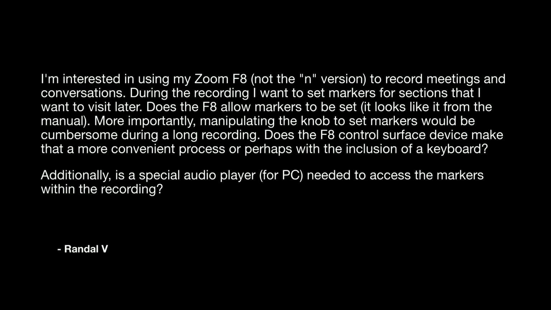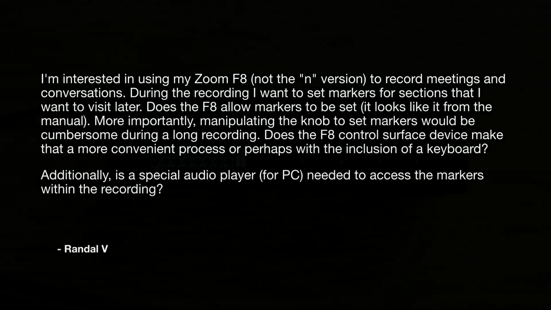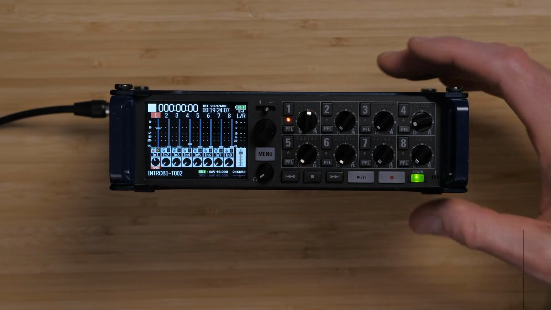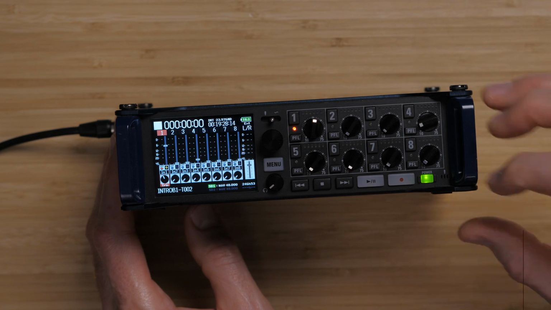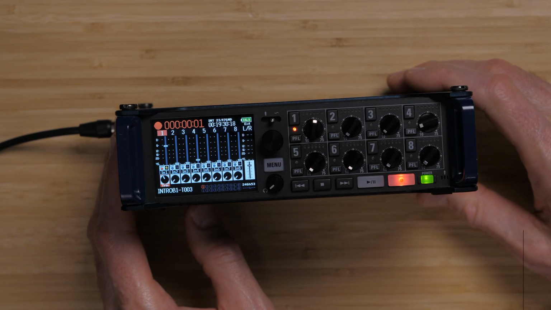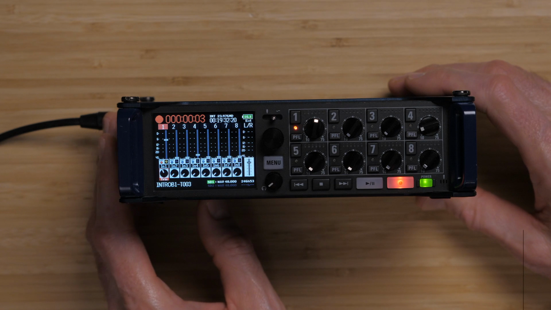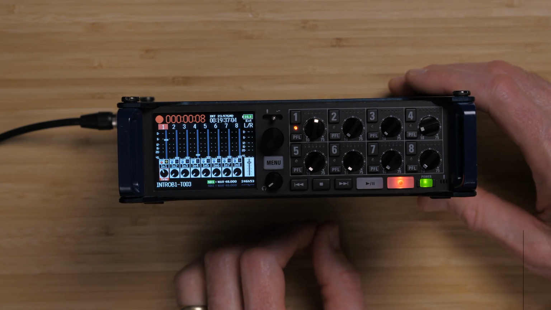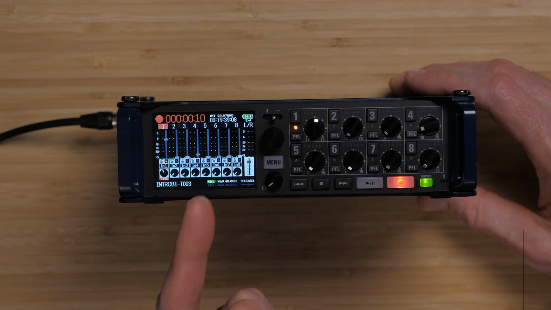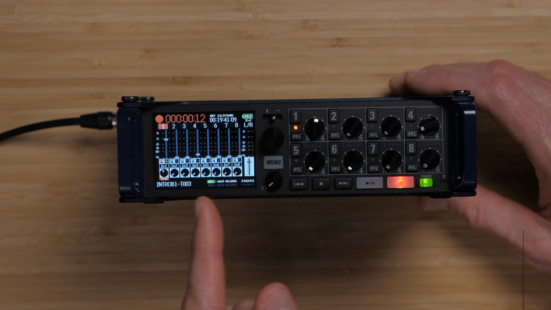Okay, so let's tackle that first here. And let me just switch to the overhead camera. I happen to have a Zoom F8 here. And so the way this works, Randall, is that when you're in the midst of a recording, you can place markers at any point. And the way you do that is you press the play button. You can see it placed a marker there. And all it's doing with those markers is writing a marker into the metadata of the file that it's recording.